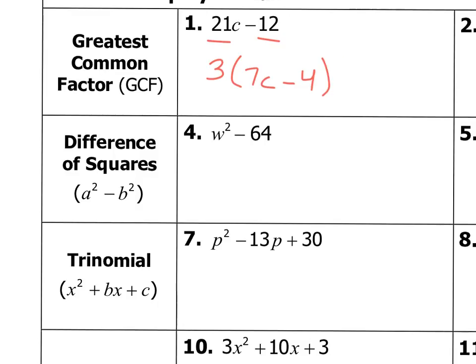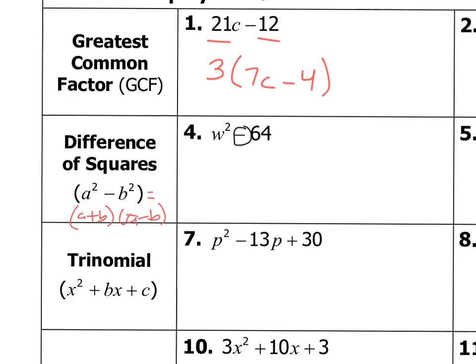Difference of squares. So remember, when we have 2 terms that we can take the square root of, and we have a difference, then we could use what's called the difference of squares. So remember, when we have a difference of squares, a squared minus b squared, then our answer is going to be a plus b times a minus b, right? And that's the difference of squares.